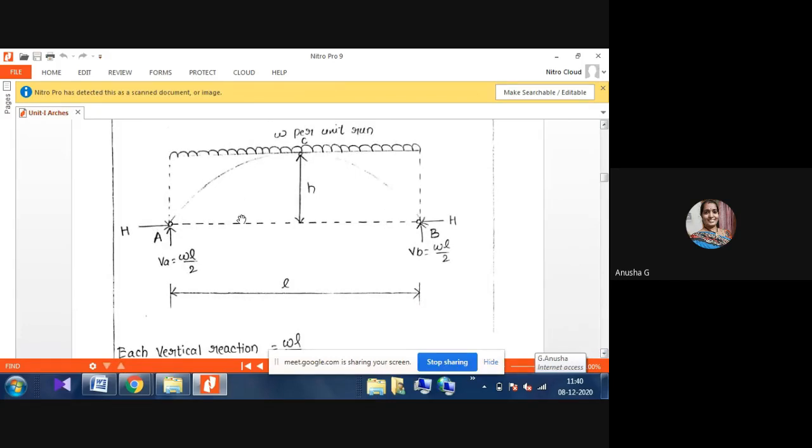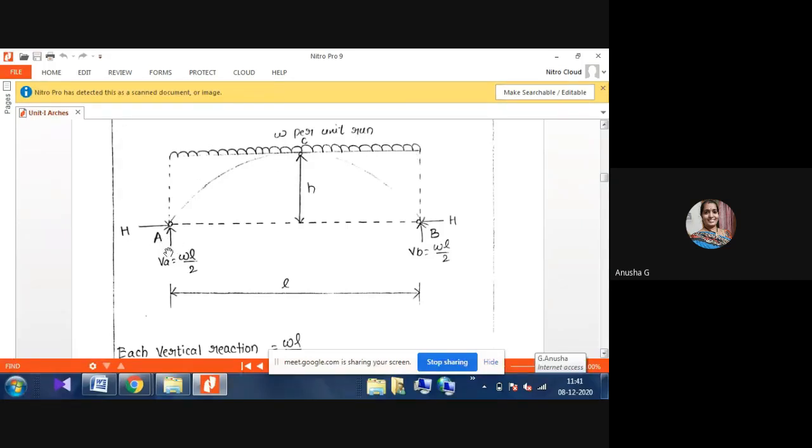A three-hinged arch with supports A and B, and the crown will be C, and the height of the rise of the crown will be the small h. They gave supports A and B, and then the load is acting fully over the overall arch.